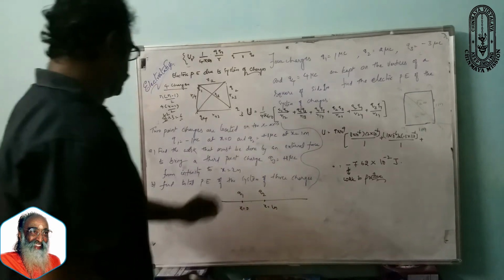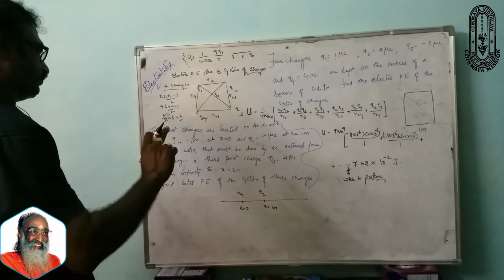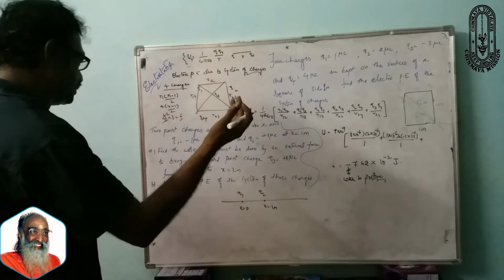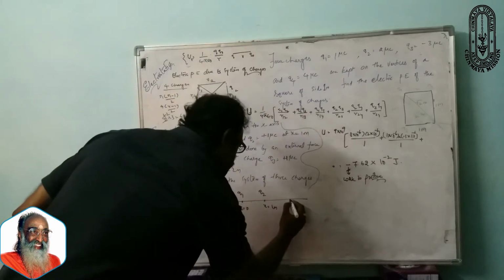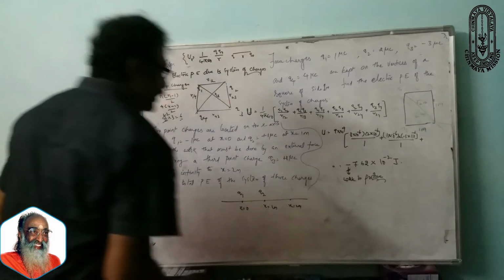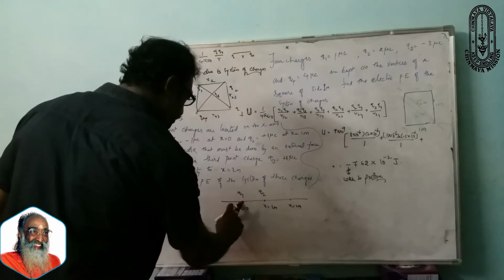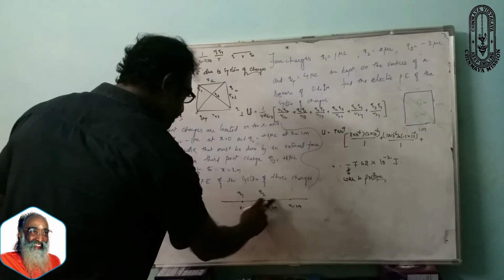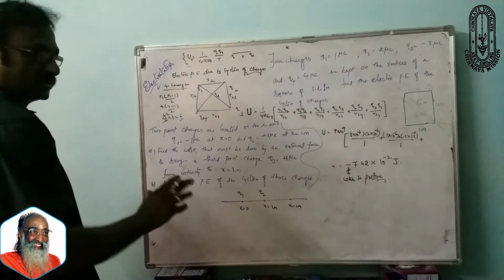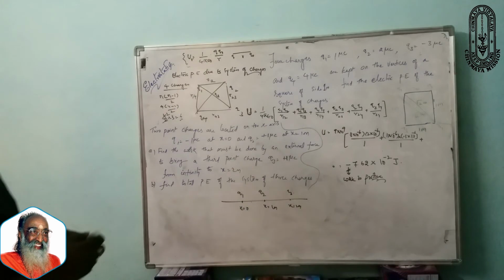X is equal to 1 meter, and now Q3 is brought by an external force from infinity to x is equal to 2 meter. X is equal to 2 meter means that from Q1 it is 2 meter, and from here to here it is 1 meter, because it is necessary for us to mention the distance when you are using the formula U is equal to 1 by 4 pi epsilon naught Q Q naught by R.